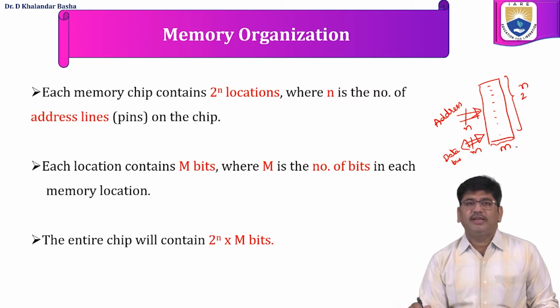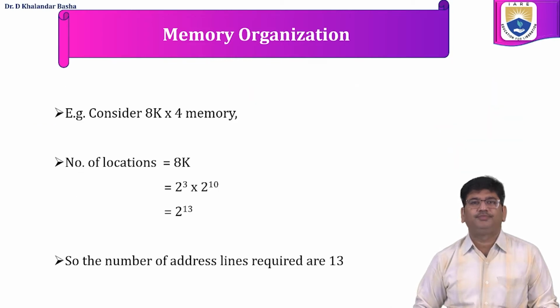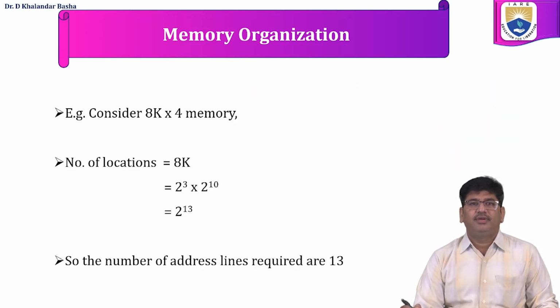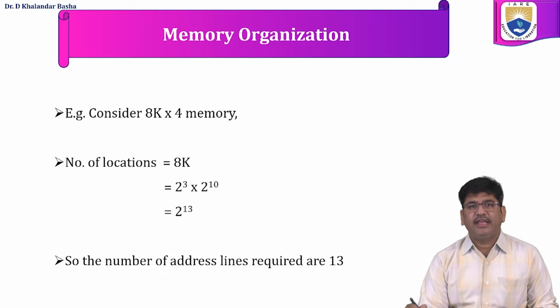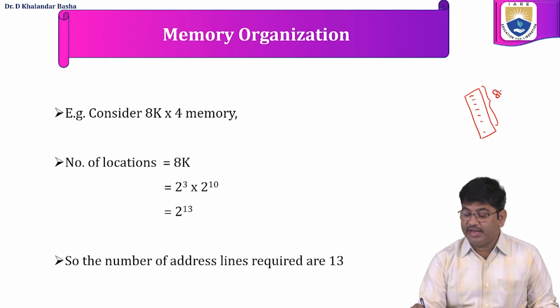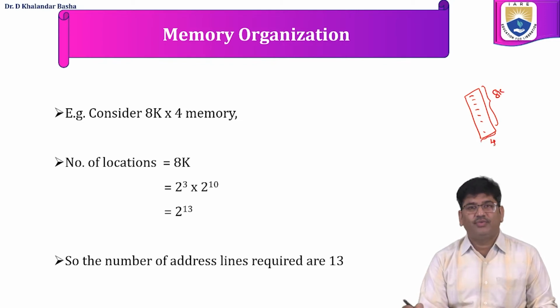Each memory location contains m bits, where m is the number of bits in each memory location. The entire chip will contain a total of 2 power n memory locations, each containing m bits. So the total number of bits contained in the memory chip is 2 to the power of n into m bits. Let us consider an 8K by 4 memory. Here 8K is the number of memory locations of this memory block, and the size of each memory location is 4 bits.